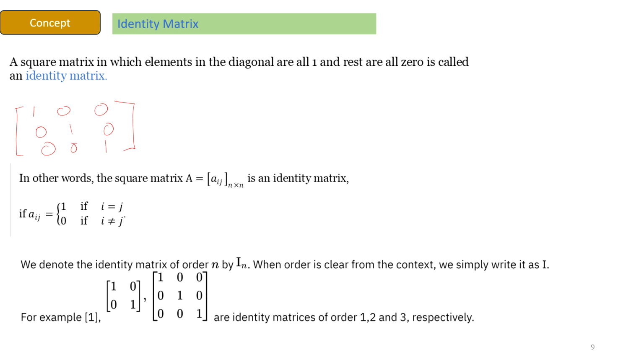We denote the identity matrix of order n by In. In the slide, identity matrices of order 1, 2, and 3 respectively are mentioned.